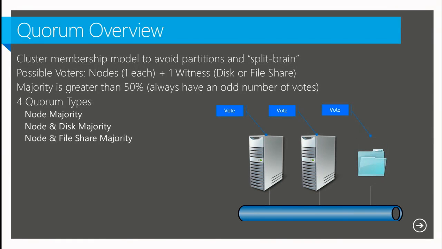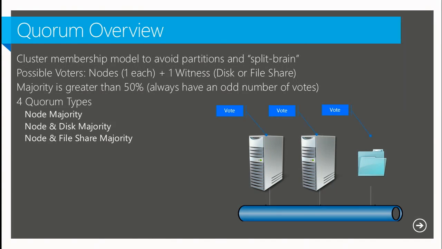Next type that we have is node and file share. So in this case, it's the same concept as node and disk. The difference is we give a file share a vote. So why would you want to use this? Well, this could be useful if you don't have extra disks, or don't want to worry about SAN management, storage management. Basically, so long as these nodes have access to this file share, we will use that file share as an extra vote.